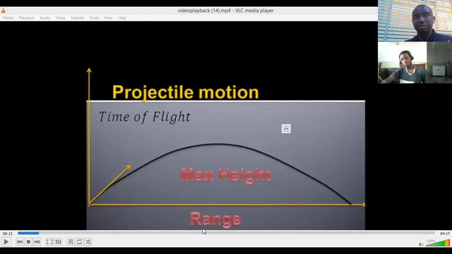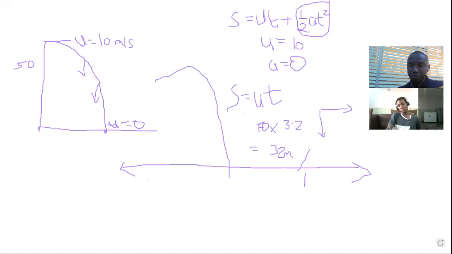Now we have two things. We have total time of flight and we have the time of flight. The time of flight is represented as small letter t. Now take up the total time of flight. Please write total time of flight. This is the time it takes for a projectile to return to the same level from where it was projected.